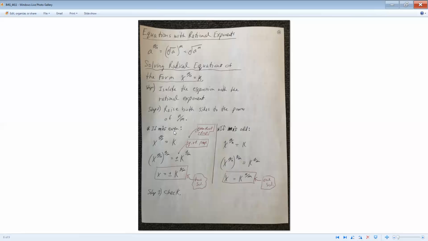If m is even, in other words, if your numerator is even, we have to take into account that we're possibly dealing with the square root. So we have to deal with the square root property, or basically an even root property. Whenever you have an even root, positive and negative has to come into play. And so we would have two different solutions, considering the positive and negative. And if m is odd, if your numerator is odd, we will only have one solution, and we don't have to consider the positive and negative. All right, and then from there we can check. So let's try this out.